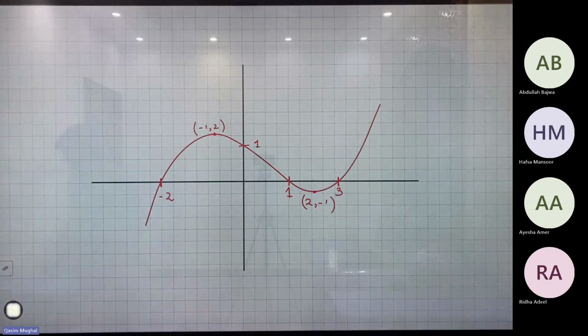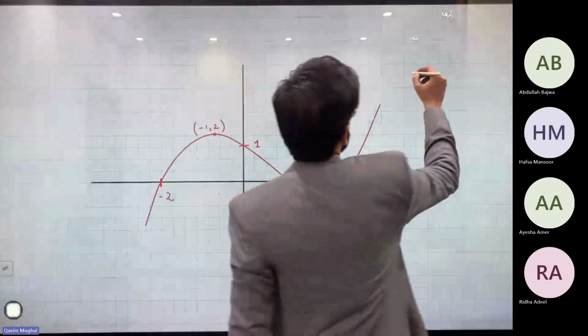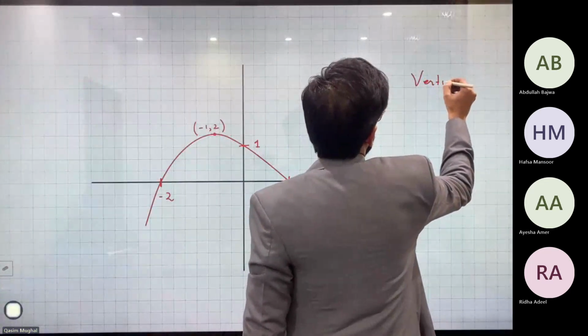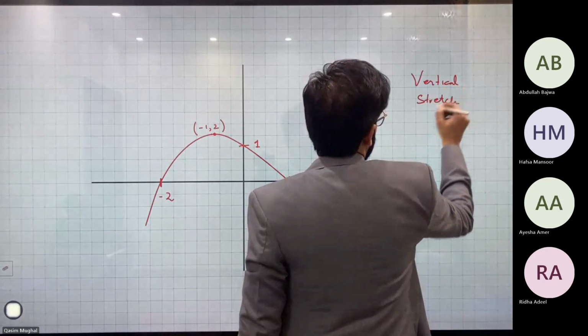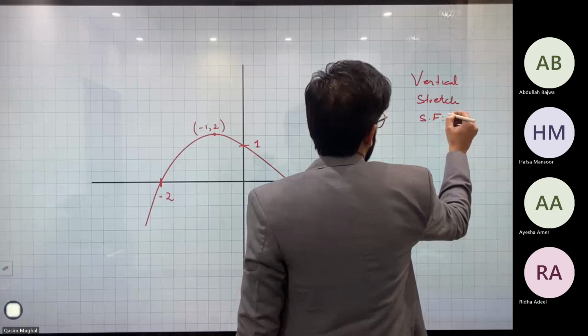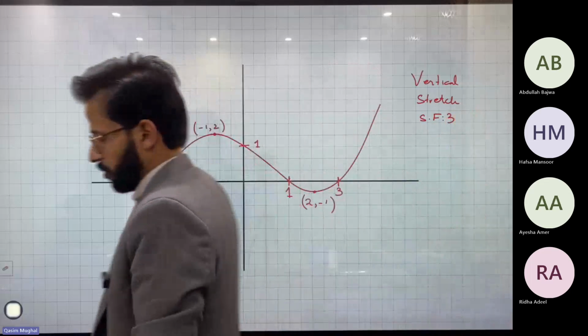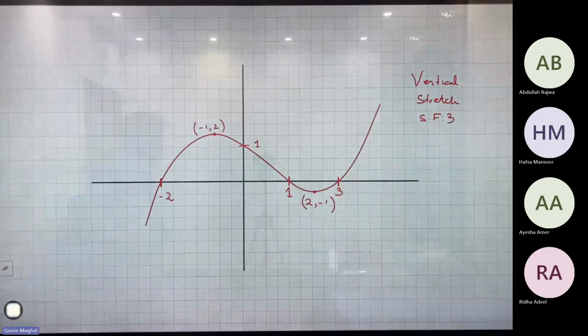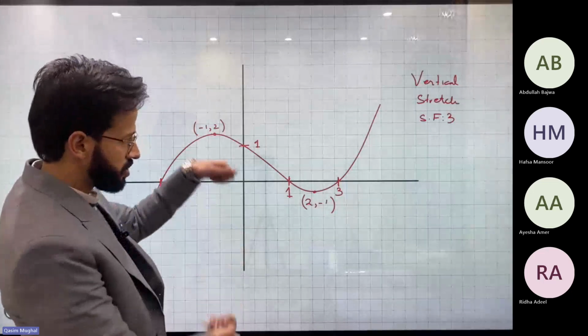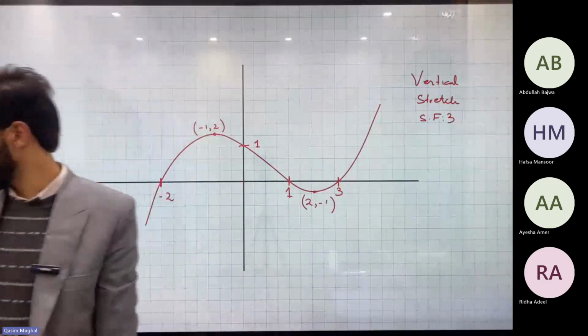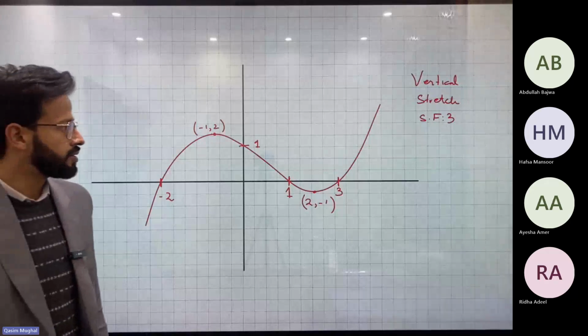Stretch it vertically with a stretch factor of 3. I want you to apply a vertical stretch on it with a stretch factor of 3. For a vertical stretch, which will be the invariant line? The x-axis.